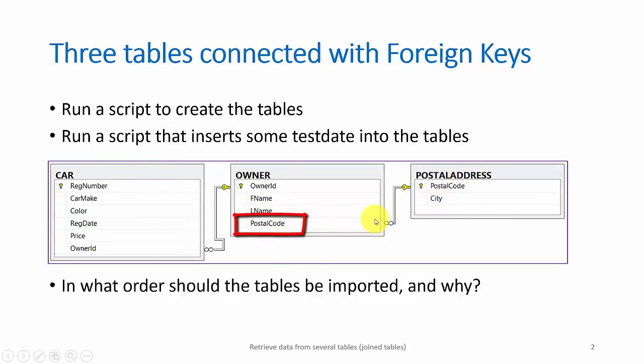And the same regards to inserting data into the tables. If we insert some data here that references postal code in this postal address, then the postal code we try to reference in the owner table has to exist in postal address, or else we get an error. We have talked about that earlier, which is called referential integrity.